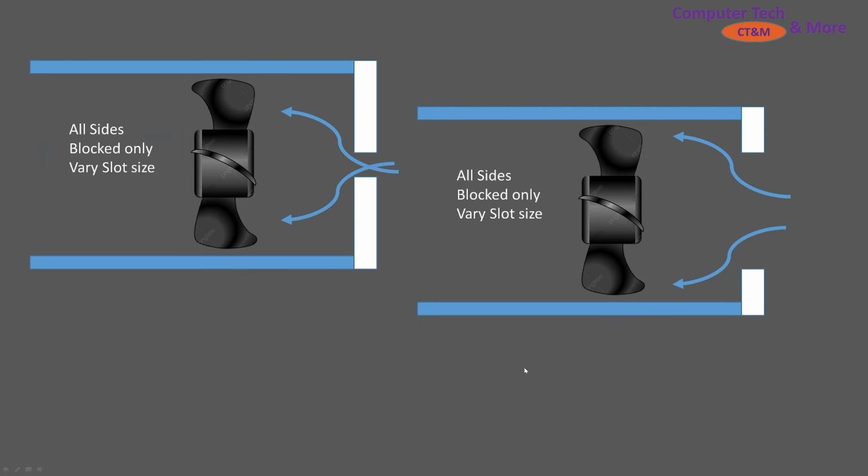Okay, a little bit about the test setup. I know my diagram is not the best, but it gets the point across. All sides around the fan were blocked with only a variable size gap for the air to flow in. I also adjusted the distance away from the front of the fan in 1 centimeter increments, from 0, 1, 2, 3, 4 centimeters, and the slot size, which will be on the diagrams in a little bit.